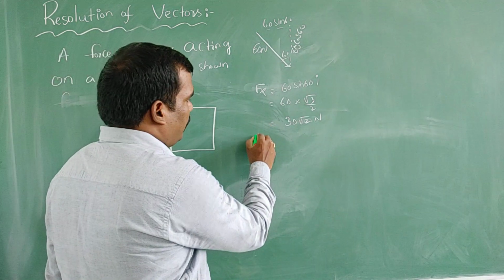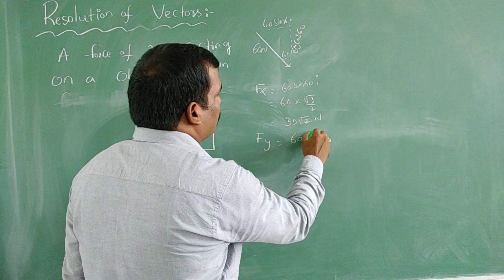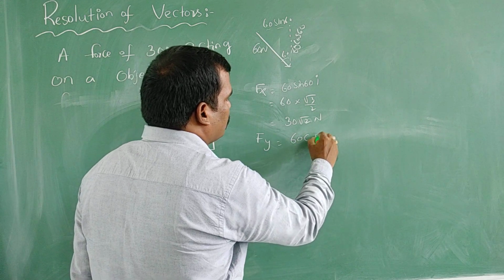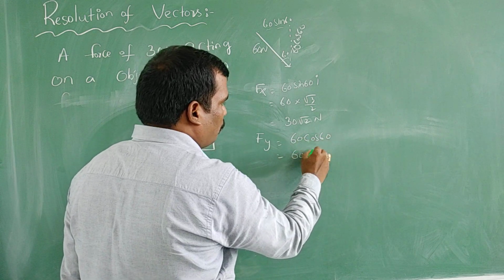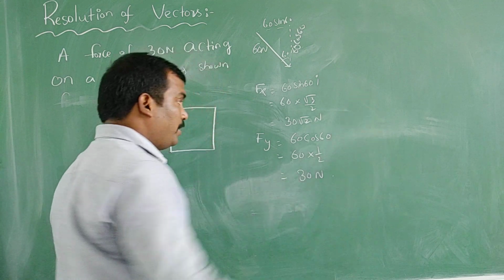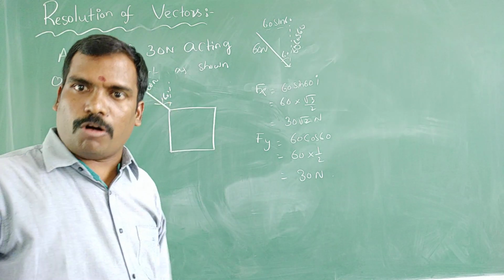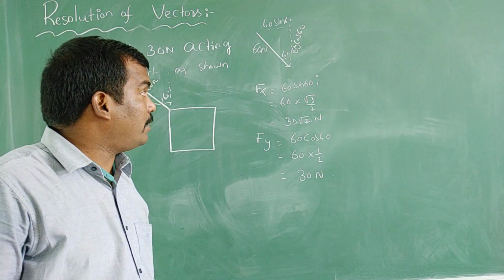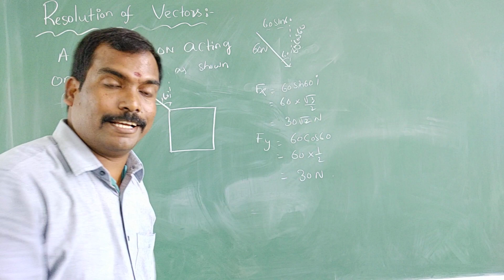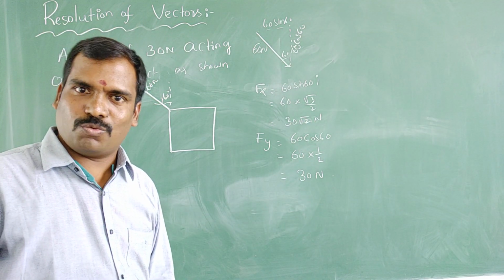Now here, similarly, Fy is equal to 60 cos 60. 60 into cos 60, cos 60 is 1 by 2. That gives 30 Newton. So this 60 Newton force, how it is resolving into components: 30 root 3 acting along the x-axis, and 30 Newton is acting along the y-axis.